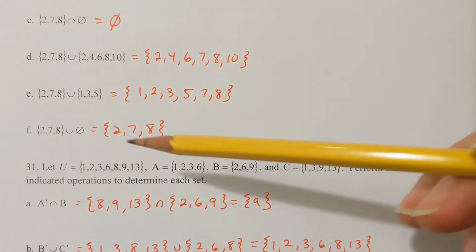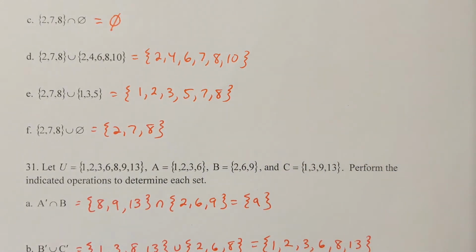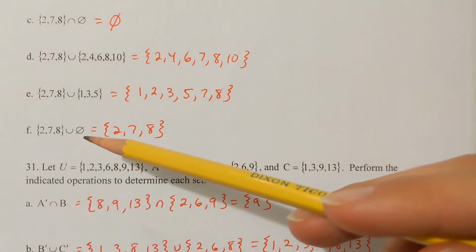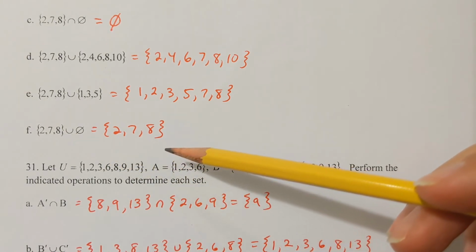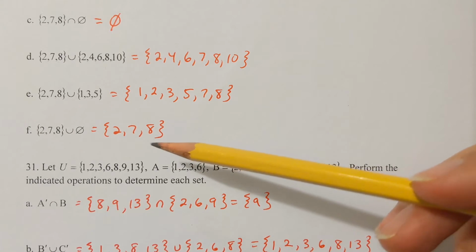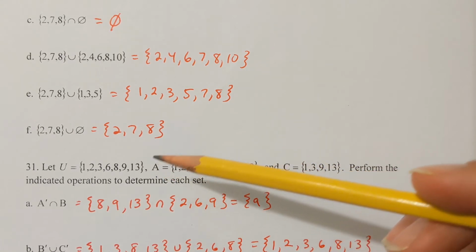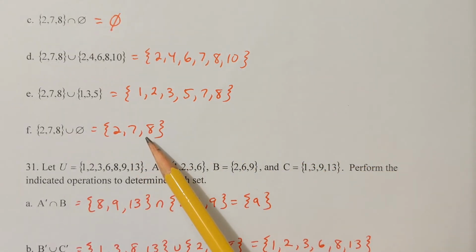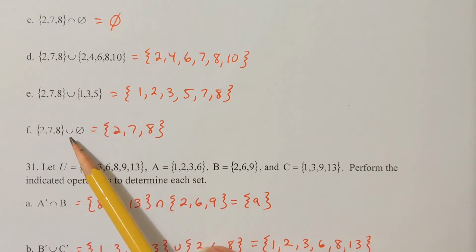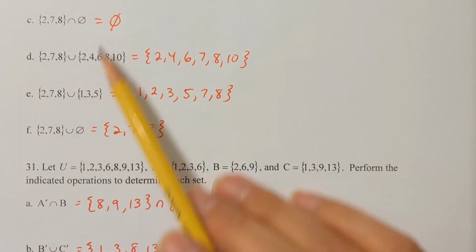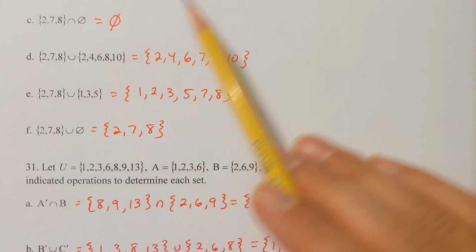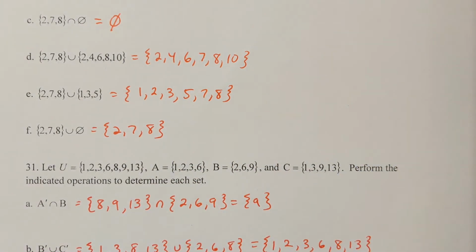Part F, the set containing 2, 7, and 8 union the empty set. Okay, so if I join in nothing, I'm not adding anything extra to the set containing 2, 7, and 8 by joining in nothing. So I'm going to still have the set containing 2, 7, and 8. Notice how these two sets are going to be different. Again, intersection and union are two completely different operations.